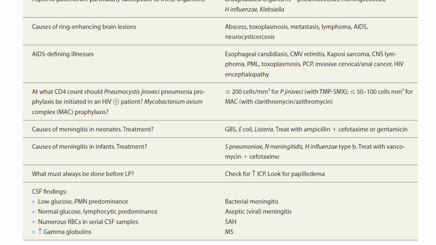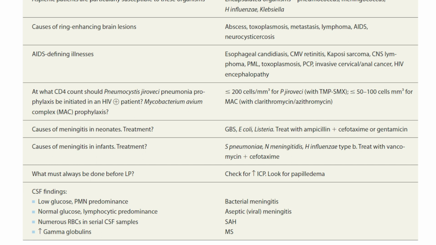Okay, cause of meningitis in neonates and treatment. Remember, we just discussed this before. GEL: group B streptococcus, Escherichia coli, and Listeria. And the treatment is with ampicillin plus cefotaxime or gentamicin. So we treat it with ampicillin plus cefotaxime or gentamicin.